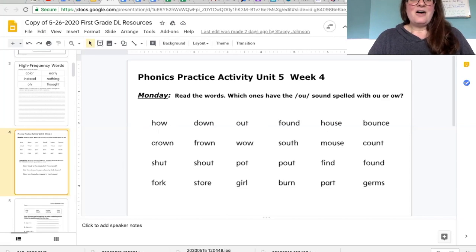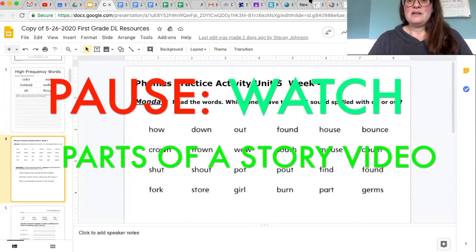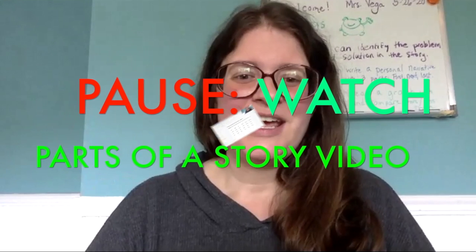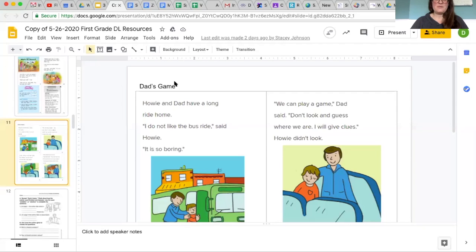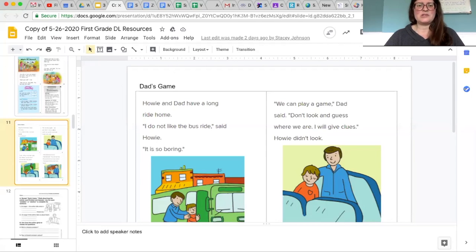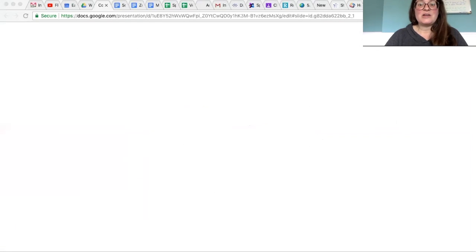All right, now we're going to move on to our next idea, which is learning about the parts of the story. And when we read our story this week, I want you to think about where's the beginning, the middle, and the end. And I also want you to think about the problem, which is something bad that happens in the story, and the solution, which is something good that happens in the story.